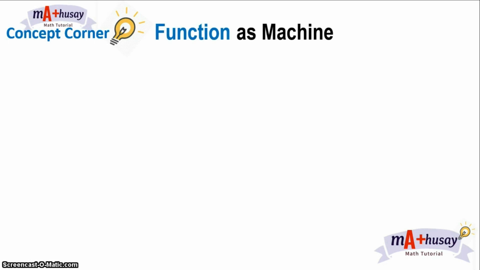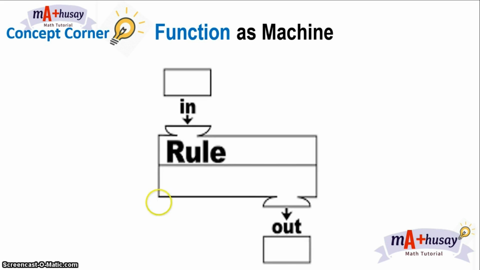Ang function ay pwede nating ituring na parang isang machine. Example, we have a function represented by y is equal to x squared plus 1. In function notation, ang y ay magiging f of x. At ang ating function ngayon ay f of x is equal to x squared plus 1.